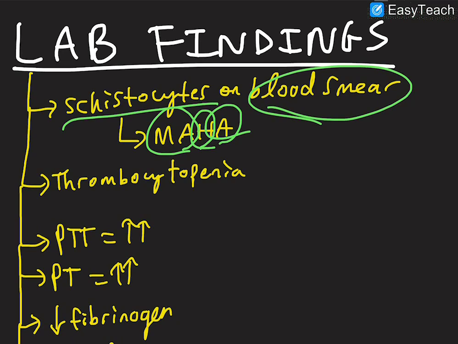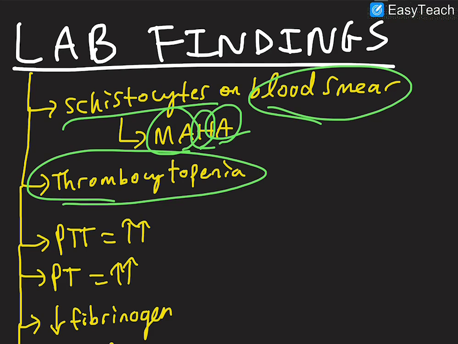Because if you're getting widespread clot activation, widespread clot formation, well, what do you need to form clots? Platelets. So you're forming a bunch of clots, right? So you're going to use up your platelets. So you're going to see thrombocytopenia. You're using up all of your clotting factors.